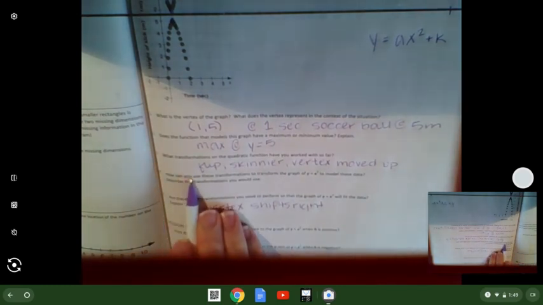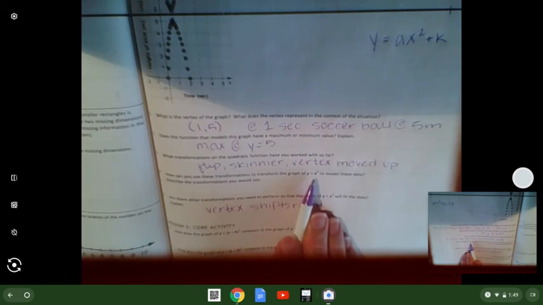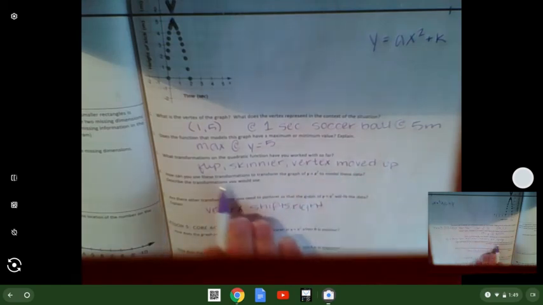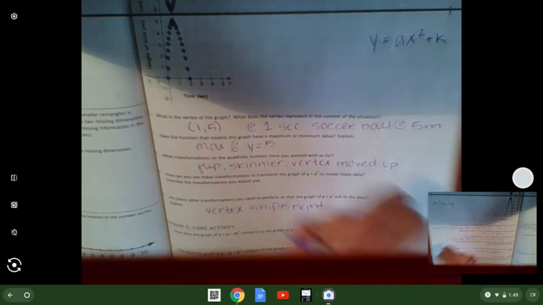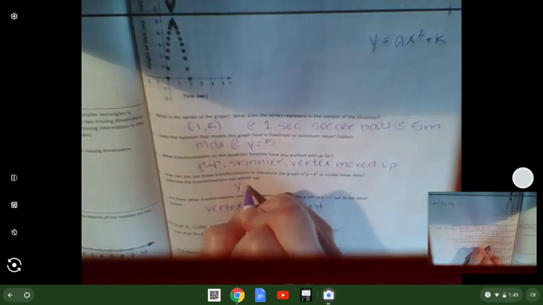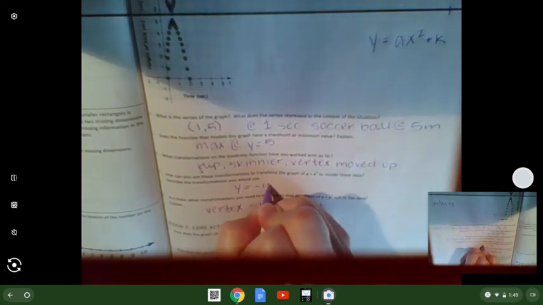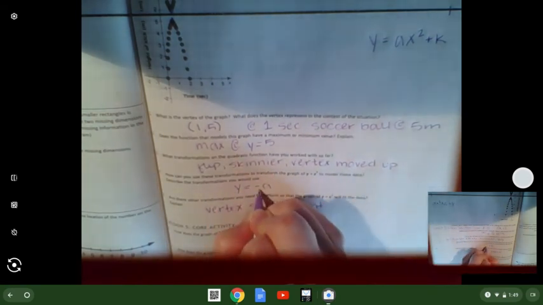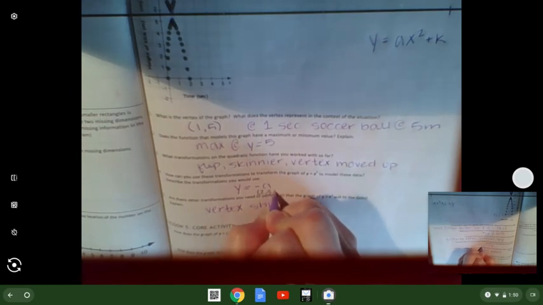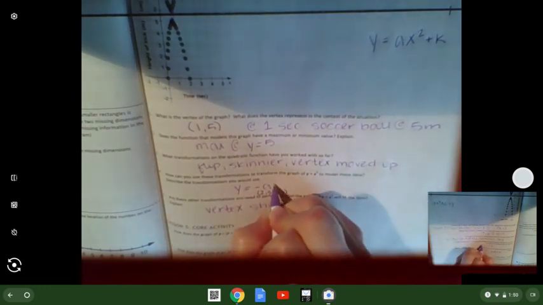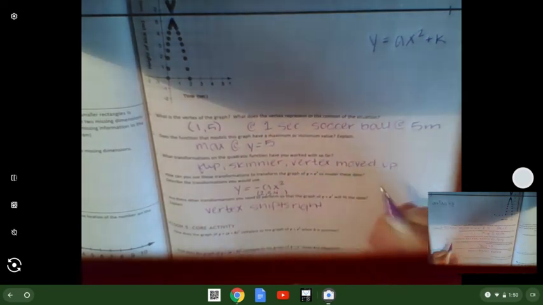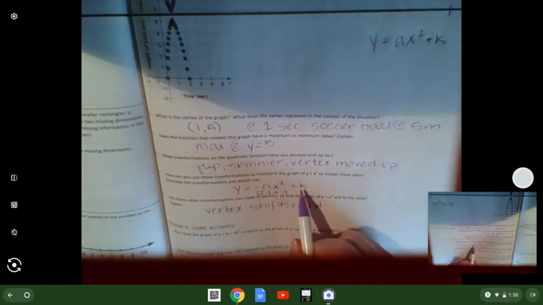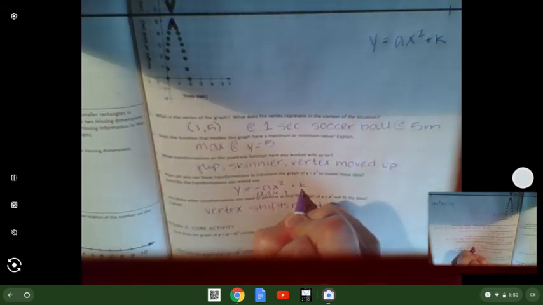So back to number 4, how can you use these transformations to transform the graph of x squared to model this data? Describe the transformations you used. We already did. I can put it in equation form. We would have to have a negative a value. And we know that an a value, if I'm going to get skinnier, would have to be something like 2, 3, 4, anything greater than 1. And we also know that for my vertex to move up, I am going to need a k value. In this case, we know specifically what our k needs to be. We know that we have moved up to 5, so I know that k is going to be 5.